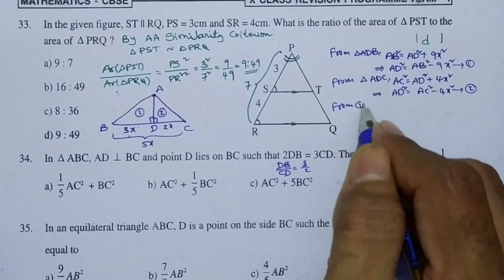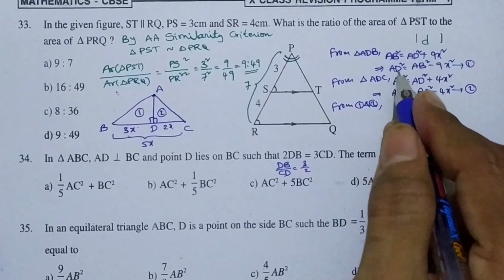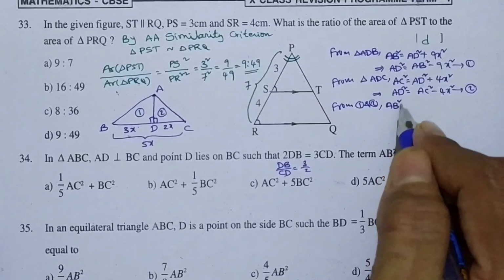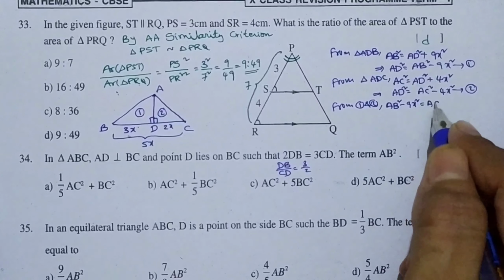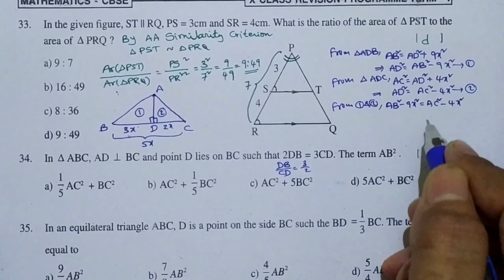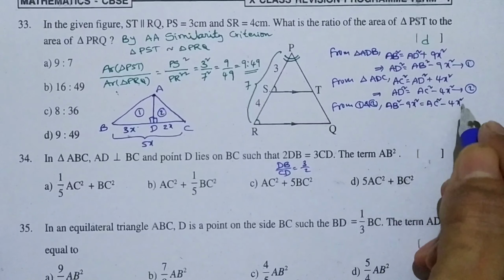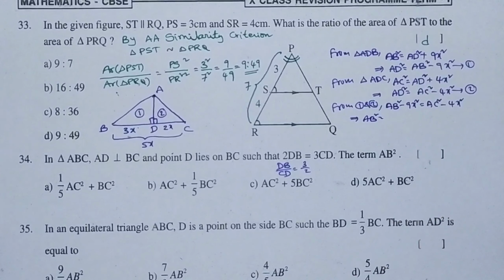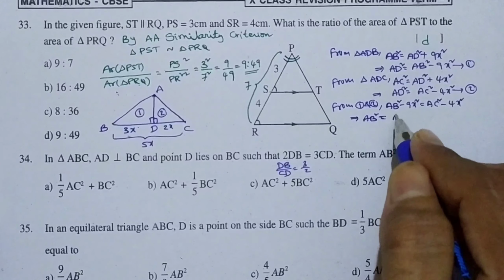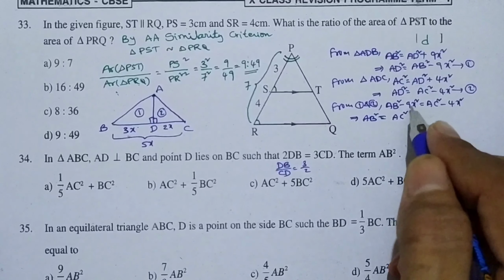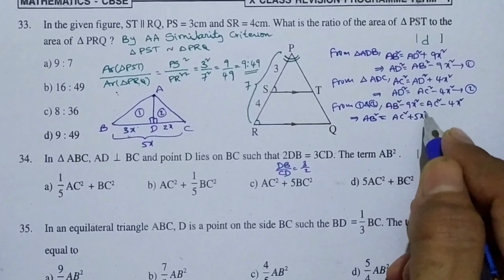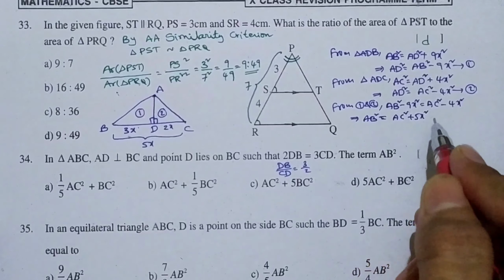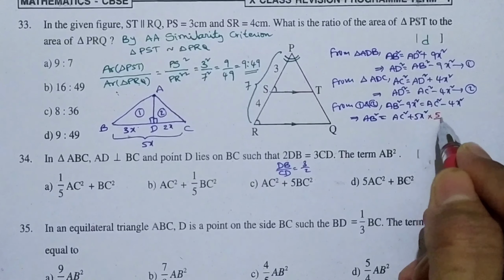Now if we compare 1 and 2, in the first one AD square is this much, in the second one also AD square is this much. So these two will be equal. So AB square minus 9x square is equal to AC square minus 4x square. Let us keep only AB square this side because we want only AB square. Send 9x square that side, that becomes AC square minus 4x square plus 9x square, which becomes plus 5x square. Now a small thing I need to do here: I multiply this one with 5 and divide with 5.